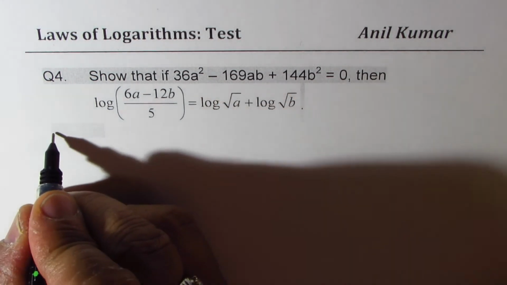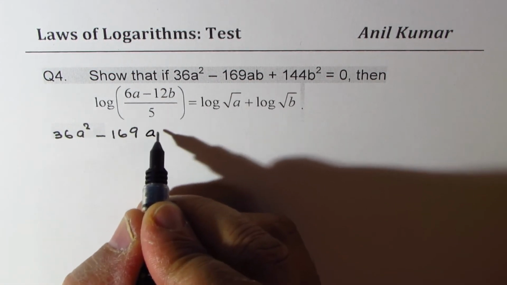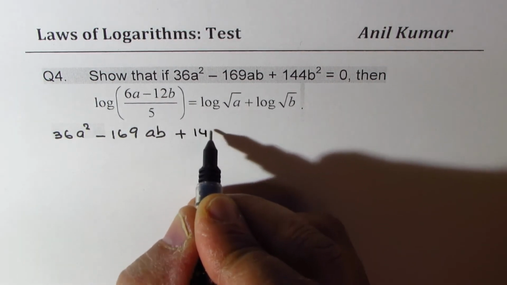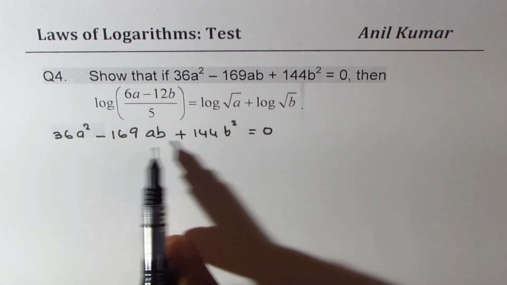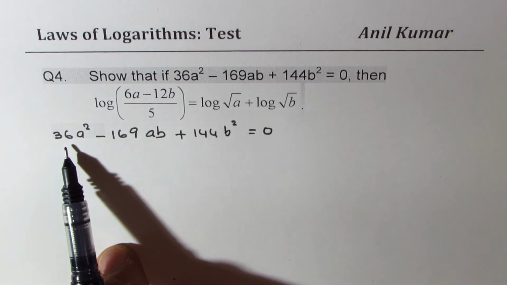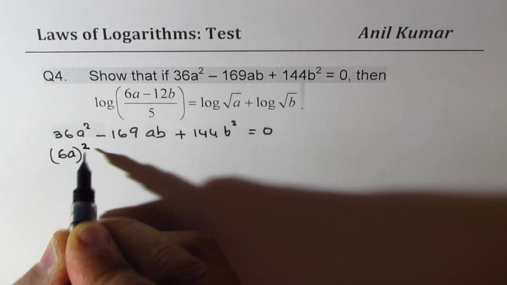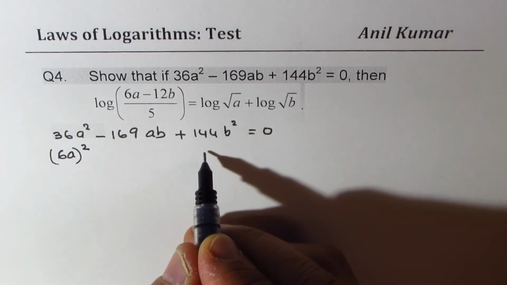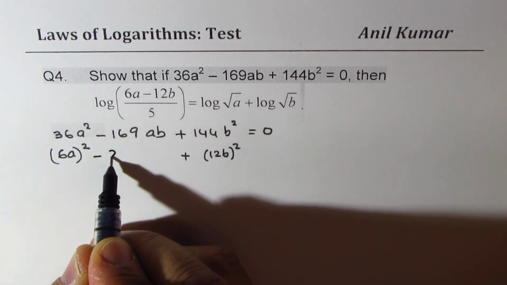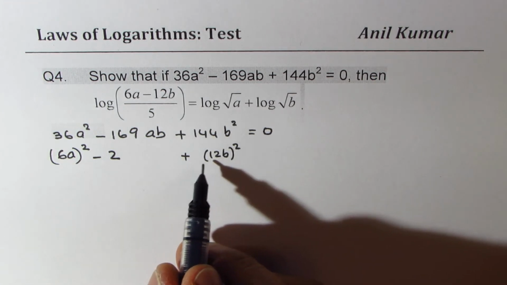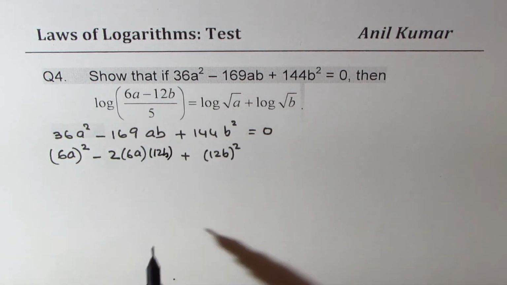So what are we given? We are given that 36a square minus 169ab plus 144b square equals 0. Now to make this a perfect square, which is 6a whole square, right? So we could write this as 6a whole square. The last term for us is 12b whole square. In the center, what we need is 2 times 6a times 12b, right, to make it a perfect square.